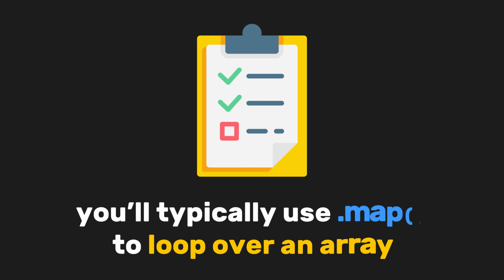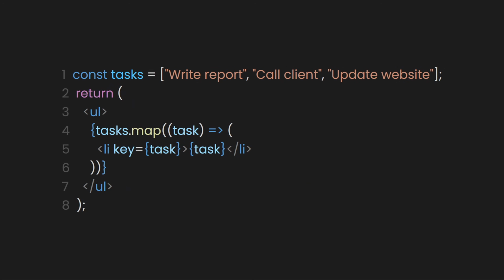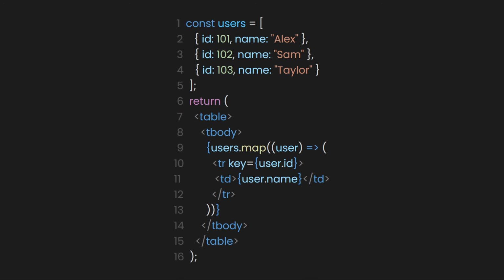And last, rendering lists in JSX is common, and you'll typically use the .map function to loop over an array. Each list item needs a unique key prop to help React efficiently update the DOM. Let's say you're building a task list for a productivity app. This renders an unordered list with 3 list item elements. The key property helps React track each item, but using the task name assumes it's unique. If tasks could repeat, you'd use an index or ID.